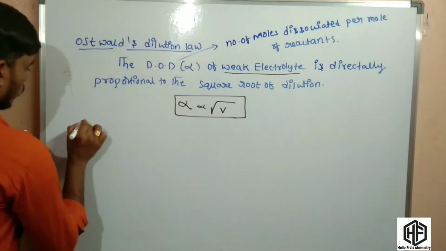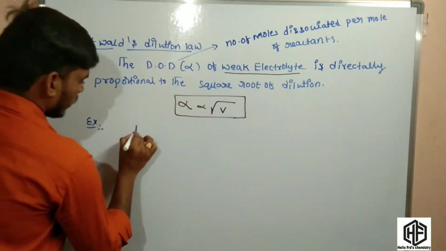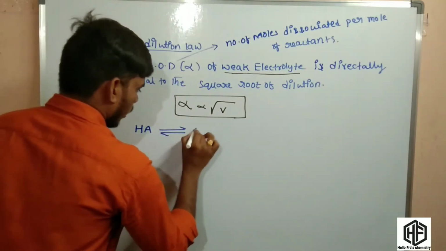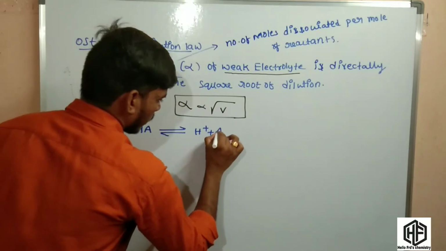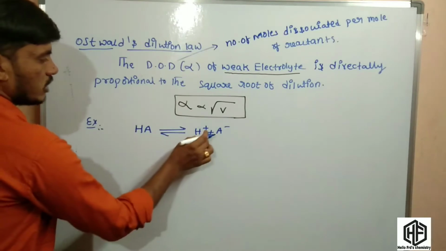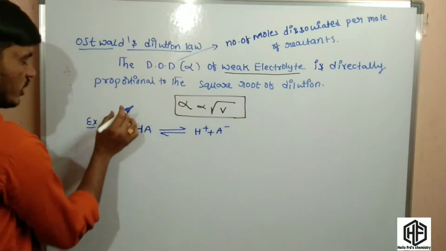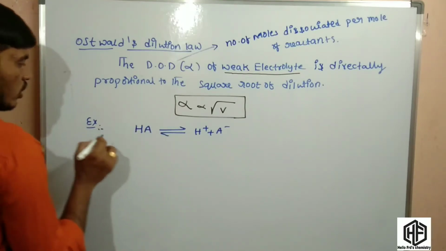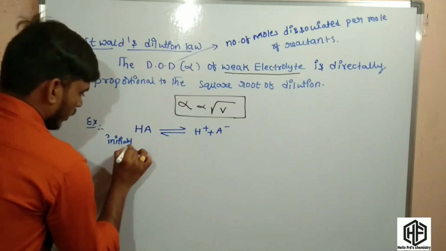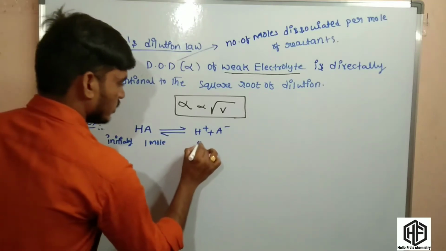Now one more example. Friends, this is a weak electrolyte. Consider a weak electrolyte HA, which gives H plus and A minus. This is called a weak acid, a weak electrolyte. Initially the value is 1 mole for HA, and 0 and 0 for the products.